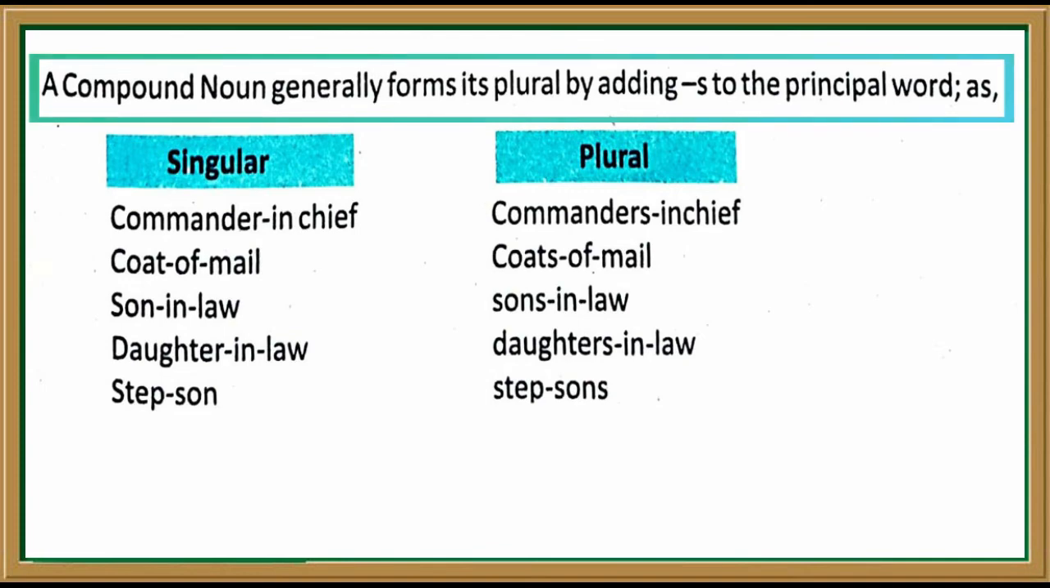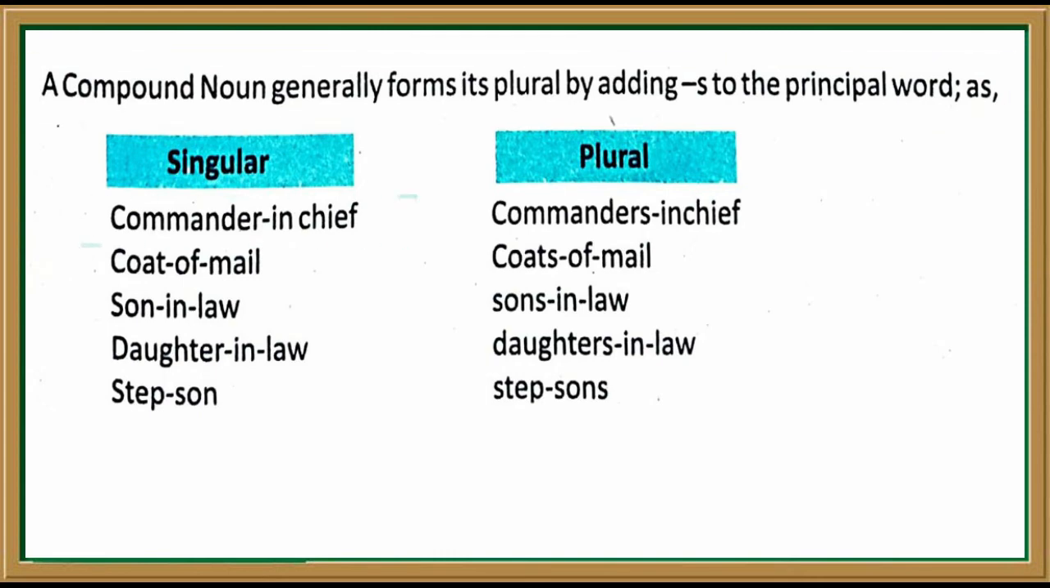Okay, so let's talk about compound nouns. We can make the plural of a compound noun as well by adding s to the principal word of the compound noun. For example, commander-in-chief is a compound noun, and the principal word in this noun is commander, so we add s to the principal word. Commanders-in-chief. Coat of mail, coats of mail. Son-in-law, sons-in-law. Daughter-in-law, daughters-in-law. Stepson, stepsons.